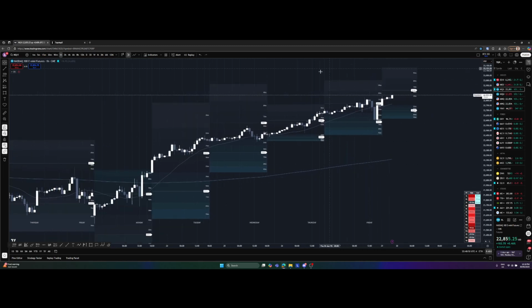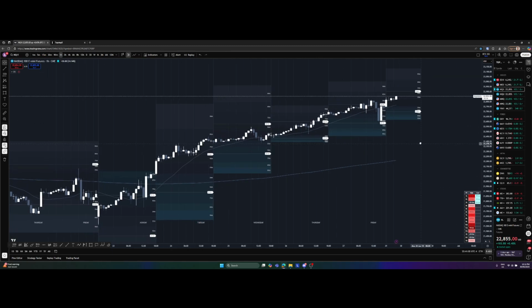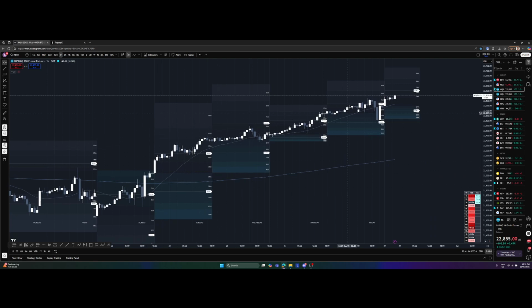So handy for identifying trending markets. This means no PDLs are getting swept because we're just going into the internal ranges. And we can keep targeting PDHs all the way through.